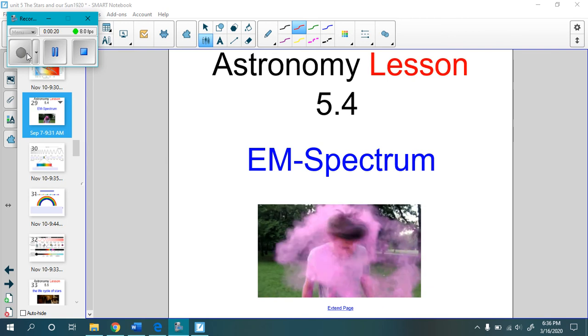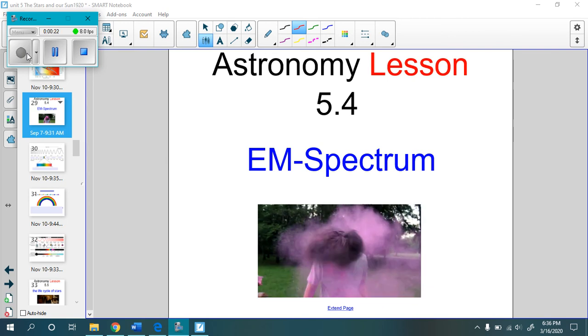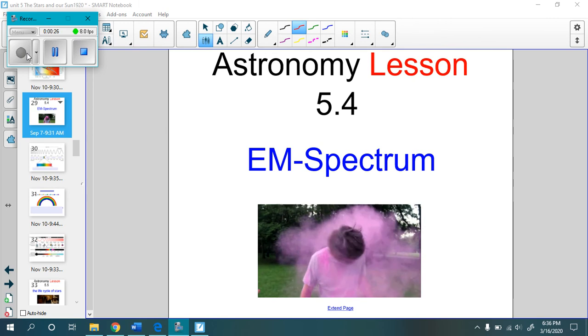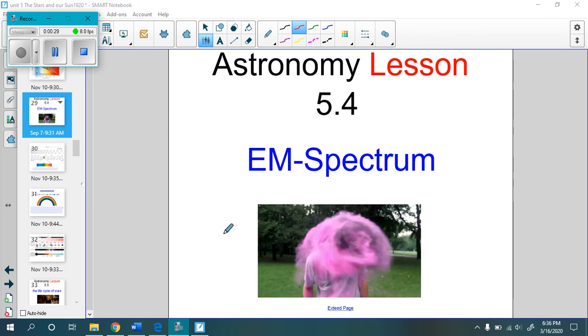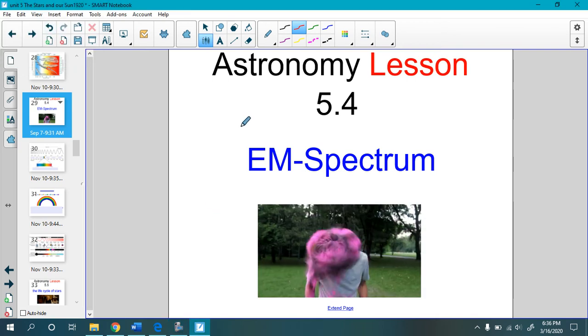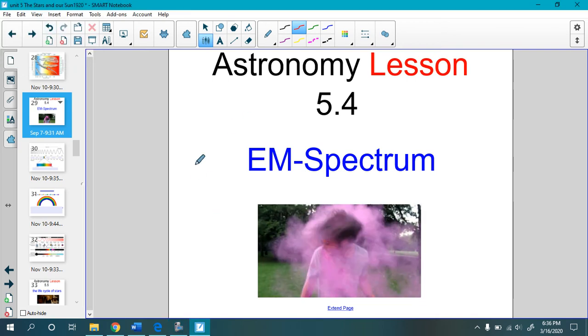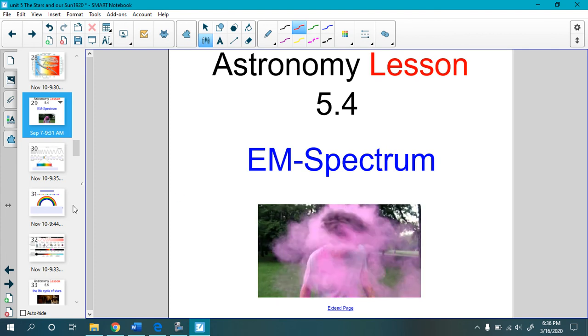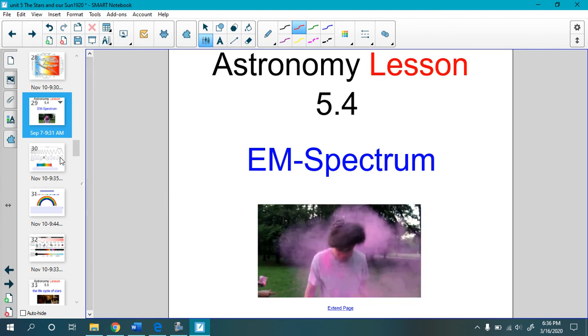Spectrum. Okay, so anyways, welcome to astronomy lesson 5.4 on the electromagnetic spectrum. All right, so depending on your level of science, you've probably already gone through this a little bit before. Primarily if you've had earth science and even probably talked about it a little bit in biology. Definitely in chemistry. Physics, we talk about it.